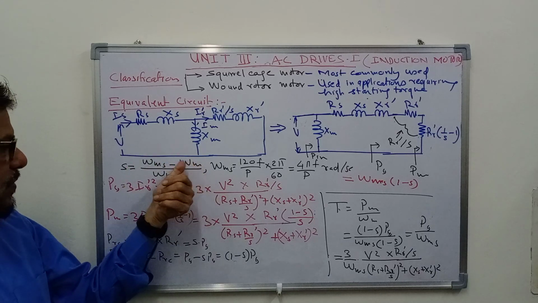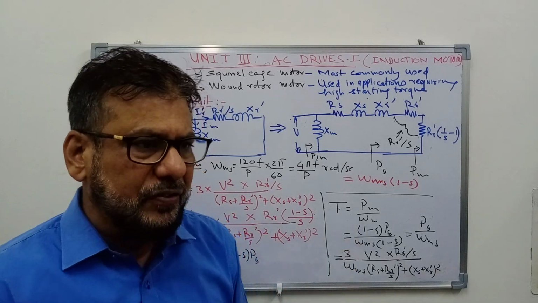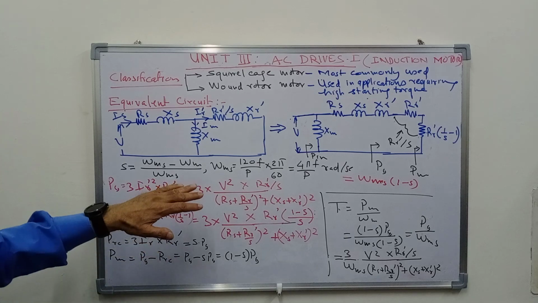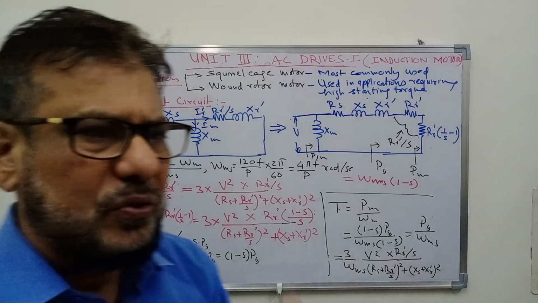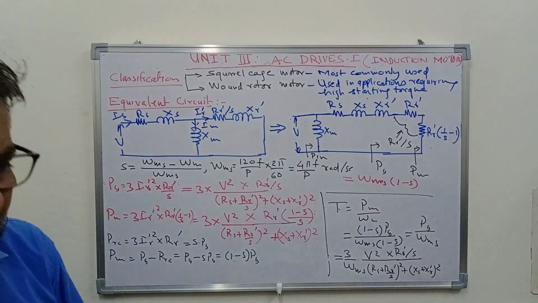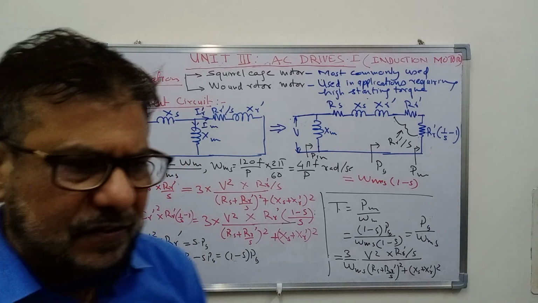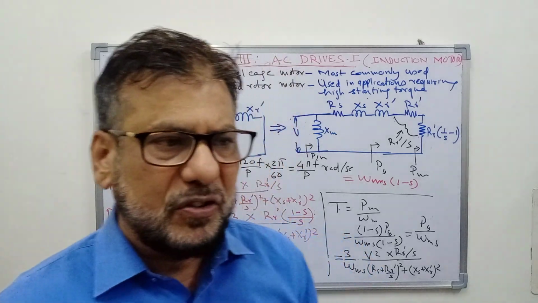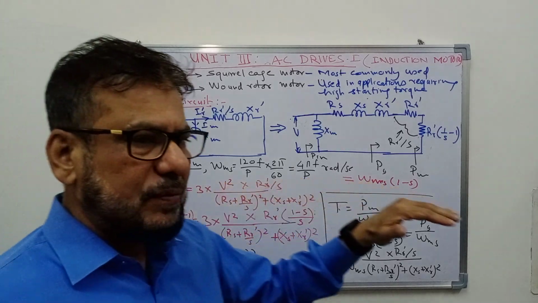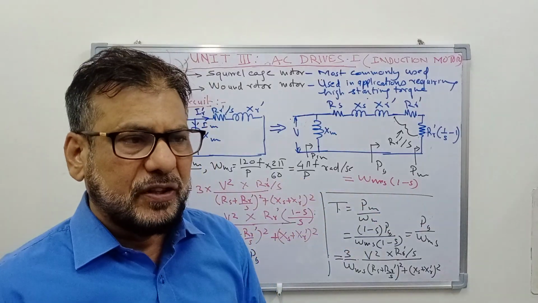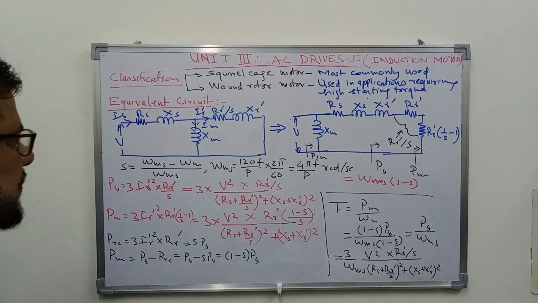Normally at starting, the motor is at standstill, omega m is 0, slip is equal to 1, and as the motor starts running, at no load the speed of the motor is very close to synchronous speed, so slip is close to 0. In the normal running condition, at full load, the value of slip is usually between 0.05, 0.06 or 0.07, in that range. So induction motor is basically a constant speed motor. The drop in speed is only a few percent from no load to full load condition. So this is the definition of slip.